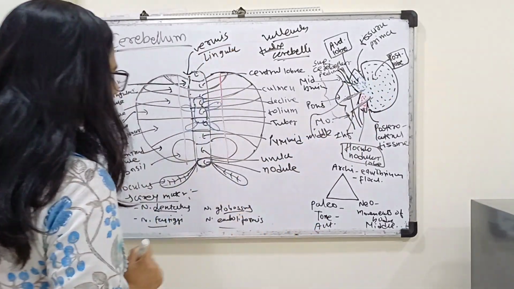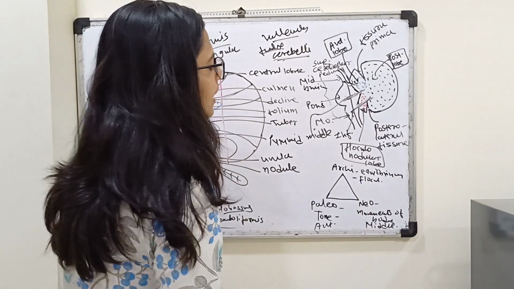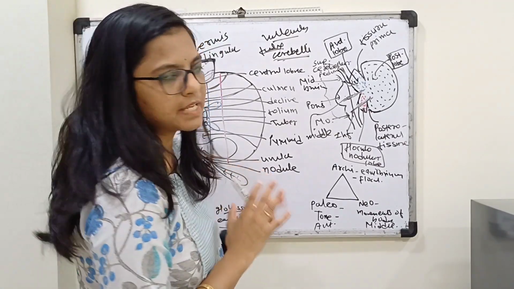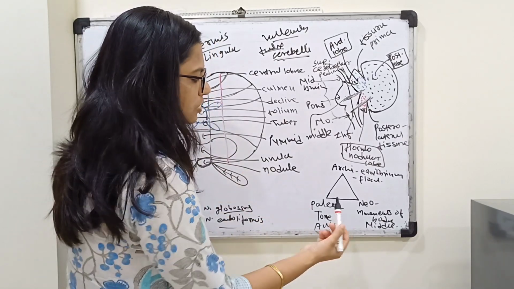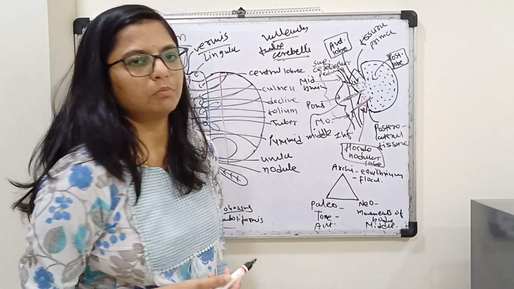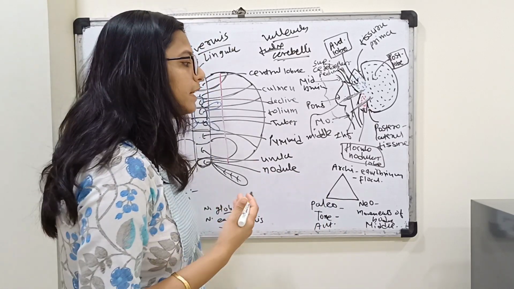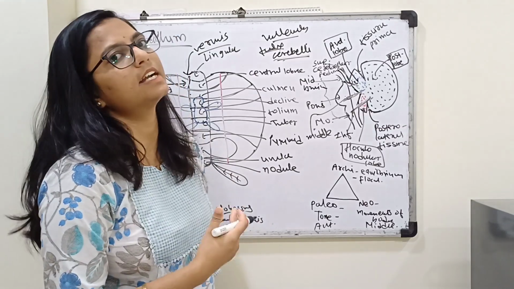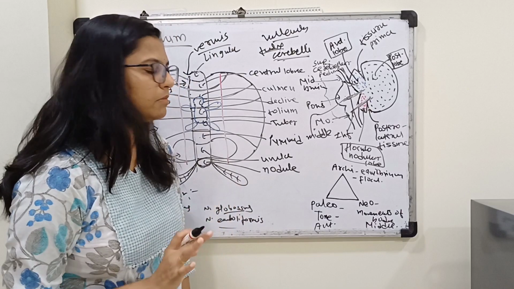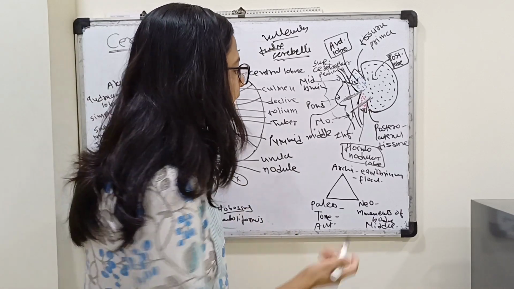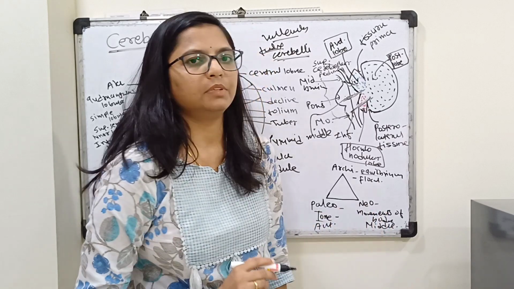Okay, now about the functions of the cerebellum. We already know the three main basic functions of the cerebellum, that it relates with the tone, posture, equilibrium and movements of the body. It coordinates the movements of the body, it is related with the precise movement, and the smooth movement. So the main functions of the cerebellum worth remembering are the equilibrium, tone and movements of the body.